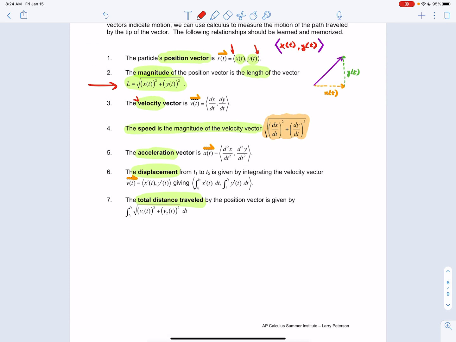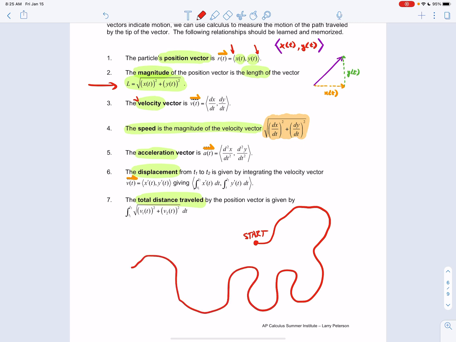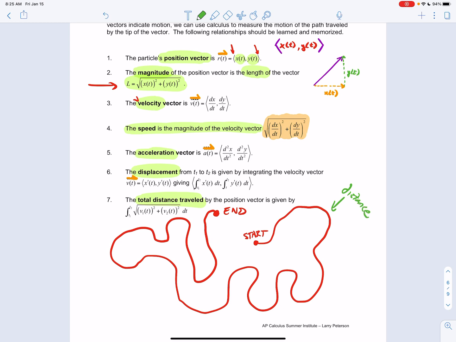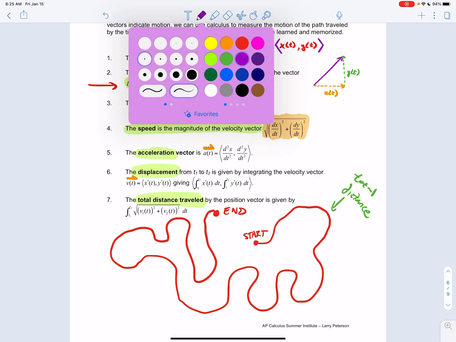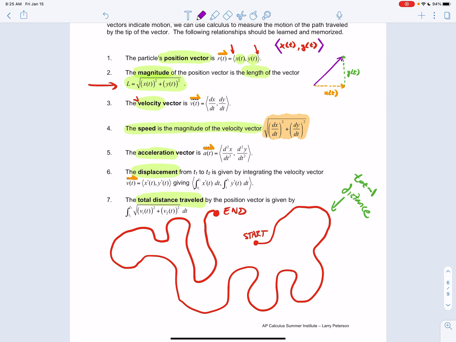So, just to illustrate, say you start right here. Okay? And say you decide to walk in this nature. And then you end right here. Okay? Your distance is pretty much everything in red, because that is the path that you took. That's how many steps you took. That is your total distance, okay? Displacement doesn't care what your path was. How far you are from where you started, that is your displacement. Make sure that you guys have a good understanding of that.